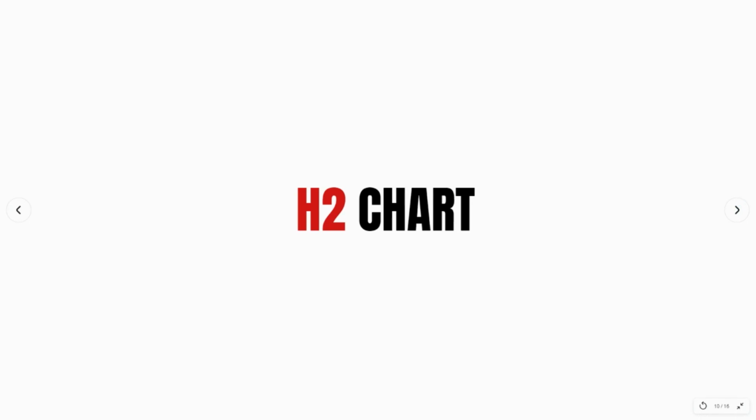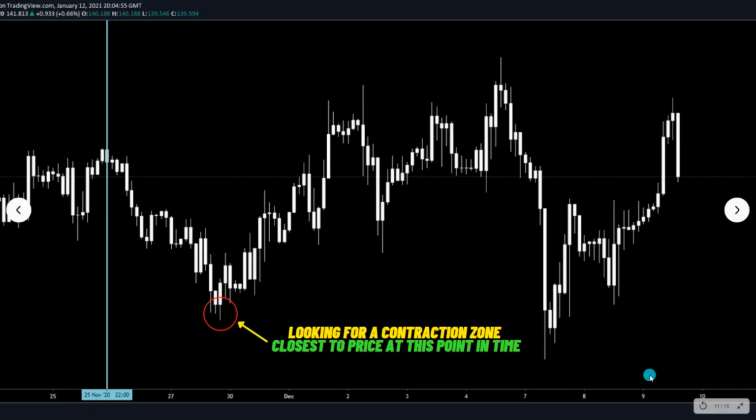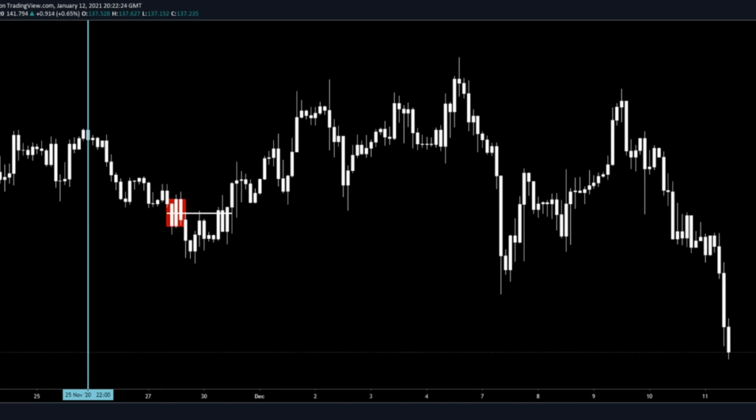So let's go a bit deeper. Let's look at the same timeline, but on the H2 chart, all right? So we're looking for a contraction zone that is closest to price at this point in time. Now, I think on this chart, there are 4 contraction zones, guys. So where do you think the first contraction zone is? You got it? Let's take a look. So there's the first contraction zone.